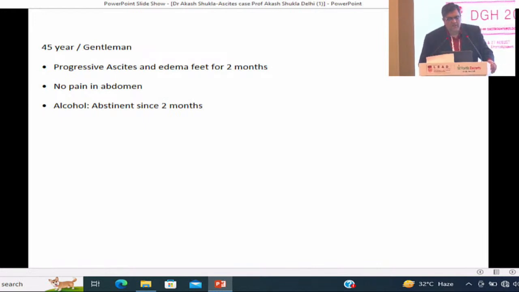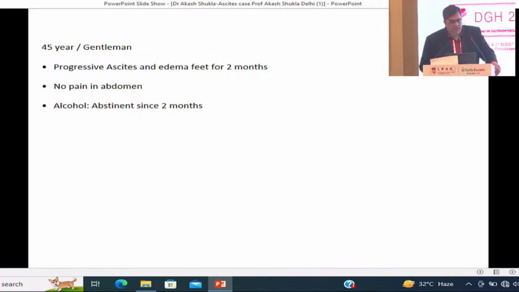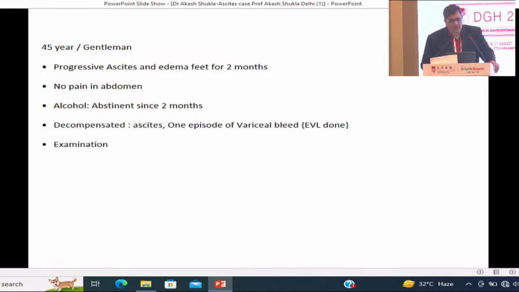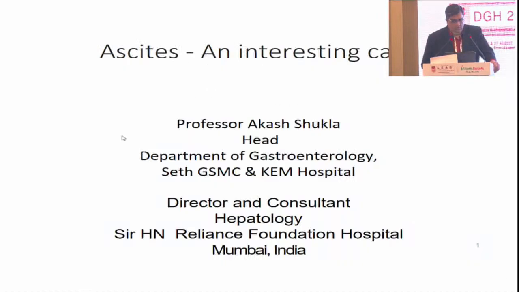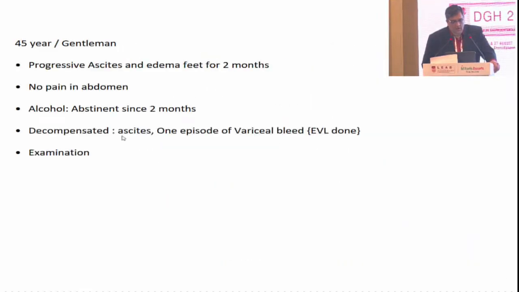This is a 45-year-old gentleman who has come with ascites and edema feet, which is progressive for the last 2 months. There is no pain in abdomen. He has a history of significant alcohol consumption. He has been abstinent for the last 2 months. His decompensation has been in the form of ascites and 1 episode of bleed right at the onset, for which banding was done.